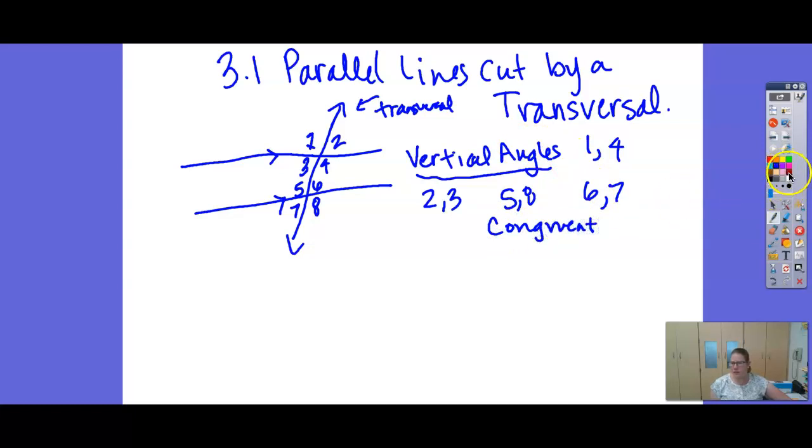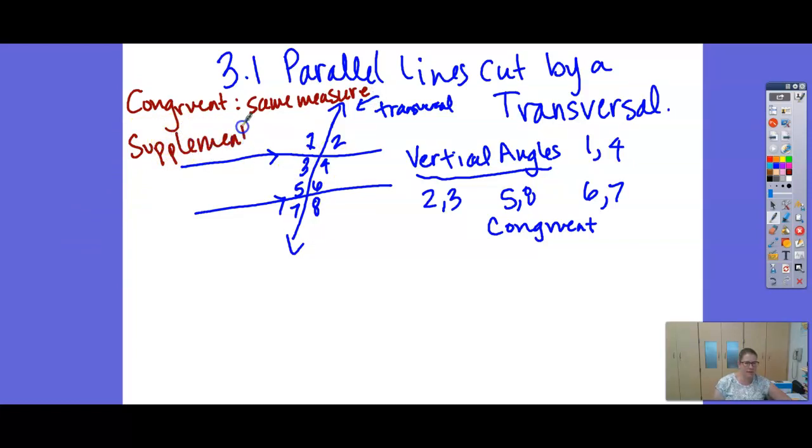So if you remember, congruent means they have the same measure. They're equal to each other. Okay? And then the other relationship that we're going to have throughout this little thing is supplementary. And remember, supplementary angles add up to 180. So we'll say they're summed to 180. Okay? So all of the angle pairs, when the lines are parallel, are either congruent or supplementary.